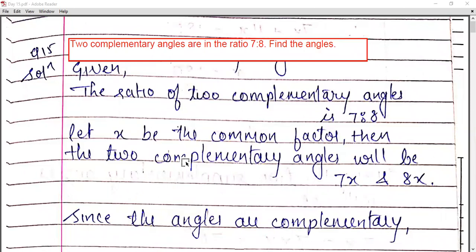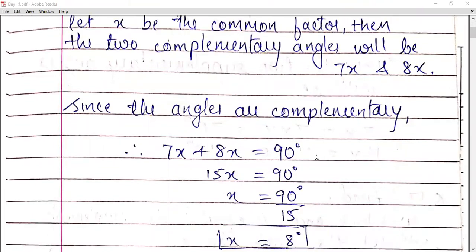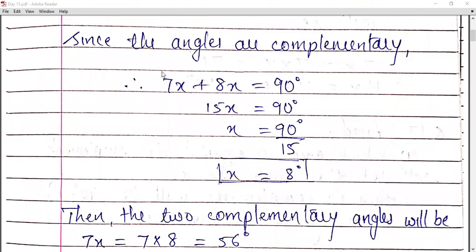So since the angles are complementary, the sum of those two angles will be 90 degrees. So 7x plus 8x will become 90. 7x plus 8x will give you 15x. 15x is equal to 90. As 15 is in multiplication with x, while transferring it to the other side, it will go to the denominator. So I will get x is equal to 90 degrees divided by 15. On simplification or cancellation, you will get x is equal to 6 degrees.